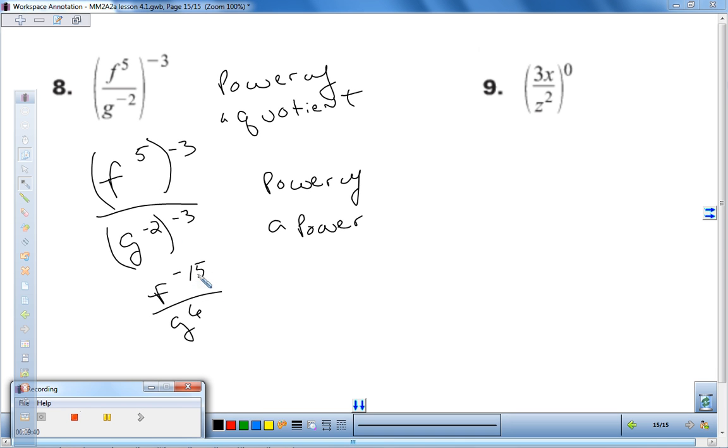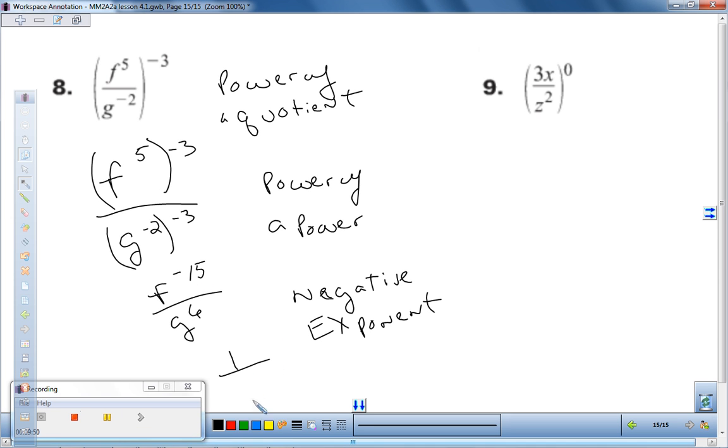Now we're going to get rid of this negative exponent. For that, we'll use the negative exponent property. And so what that means is we're going to put it underneath. So we end up with 1 over f to the 15, g to the 6th. And that would be our final answer.